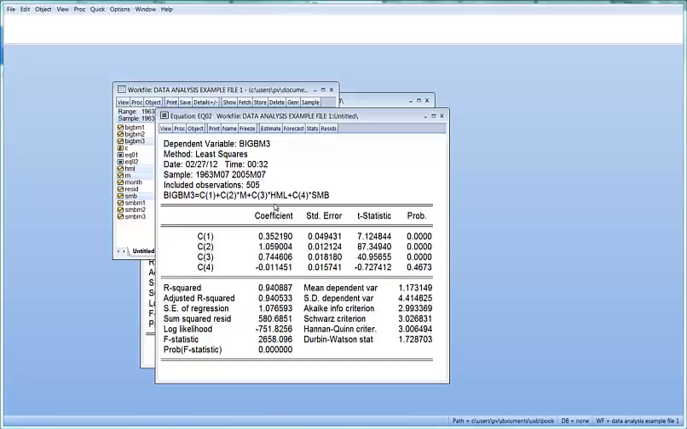Now suppose that I want to know in this equation if C3 and C4 are jointly significant. That means that I want to know if the coefficient for HML and the coefficient for SMB are both equal to 0. For example, it could be the case that there is a difference between only having C1 and C2 in your model and C1, C2, C3 and C4. In fact, this is the case in this particular example.